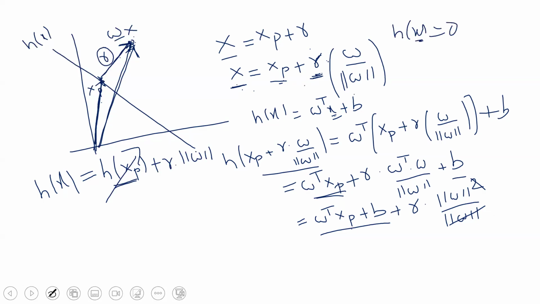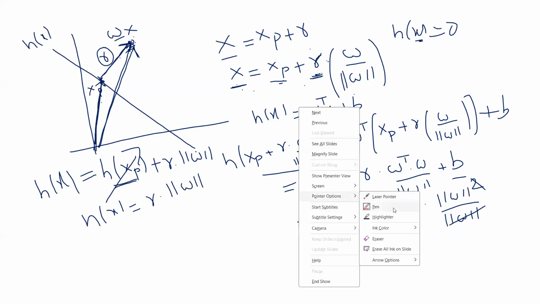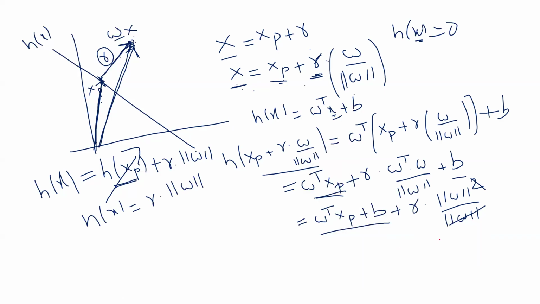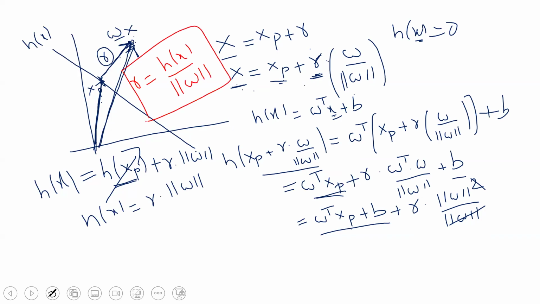So xp is a point on the hyperplane, so this goes to 0. Now h of x becomes r into modulus of w. So now r becomes h of x by modulus of w. What is the value of r now? r is nothing but h of x by modulus of w. So this is the equation of the distance of any point from the hyperplane.